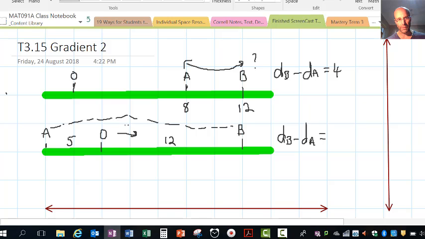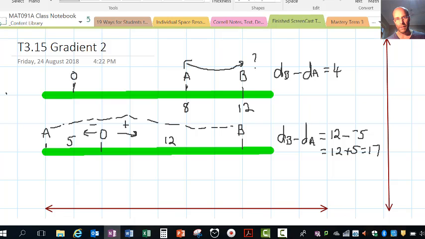So if we call that direction positive and we call that direction negative, I suppose we could do that, couldn't we? So the distance from 0 to B is 12, that'd be positive 12, minus, and the distance to A is 5, but it's in the other direction, so we could call that negative 5, and we've got 12 minus negative 5, which is the same as 12 plus positive 5, and that'd be 17. Okay.